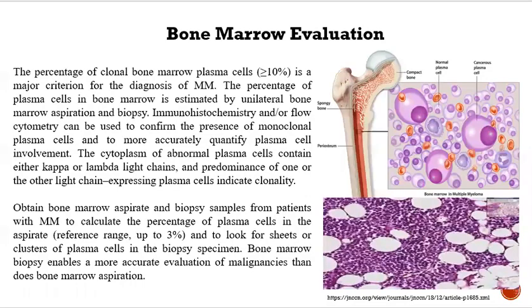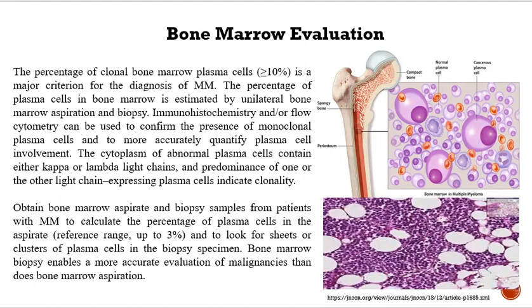The percentage of clonal bone marrow plasma cells is the major criterion for the diagnosis of multiple myeloma. It should be more than 10%. The percentage is estimated by unilateral bone marrow aspiration and biopsy. Immunohistochemistry or flow cytometry can be used to confirm the presence of clonal plasma cells and to more accurately quantify plasma cell involvement.